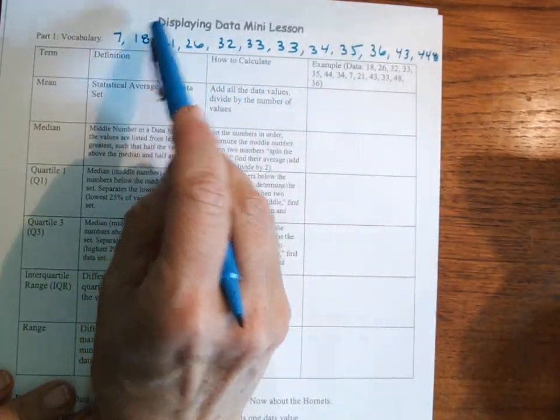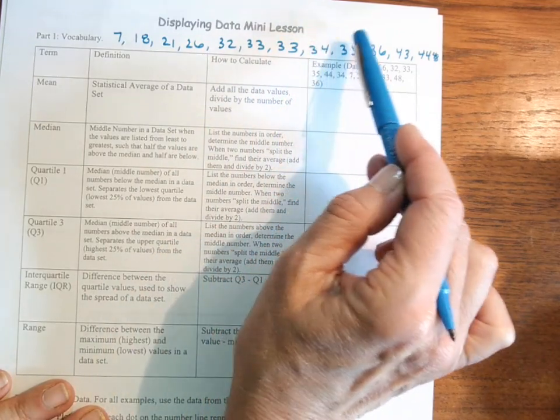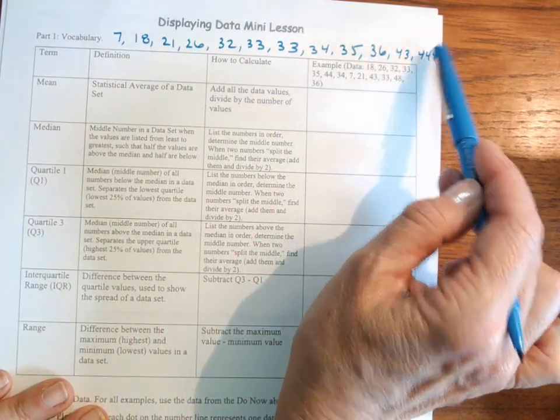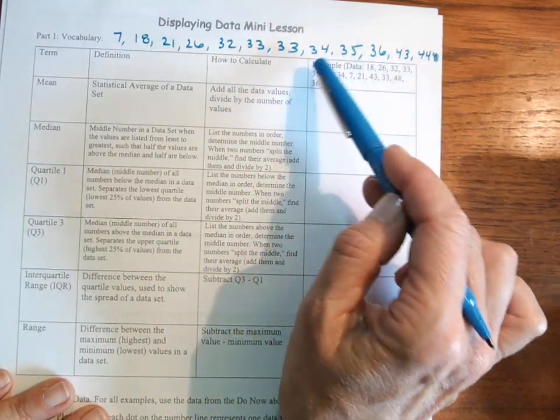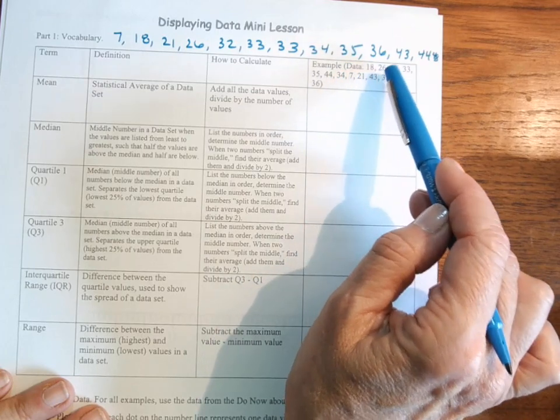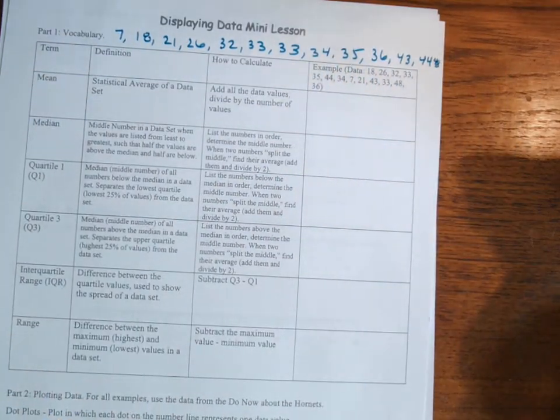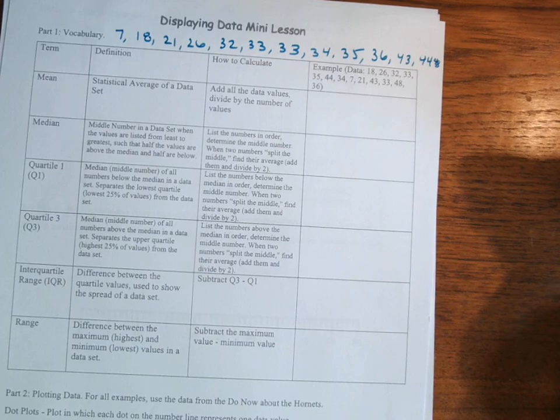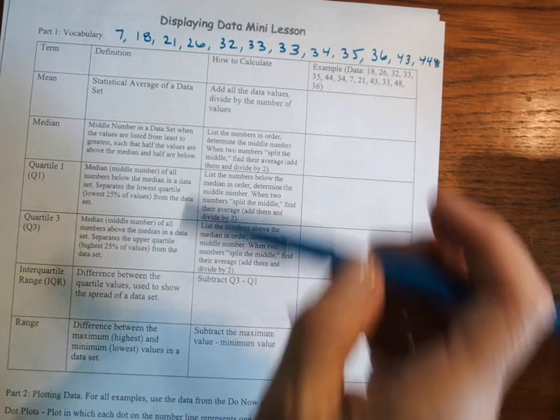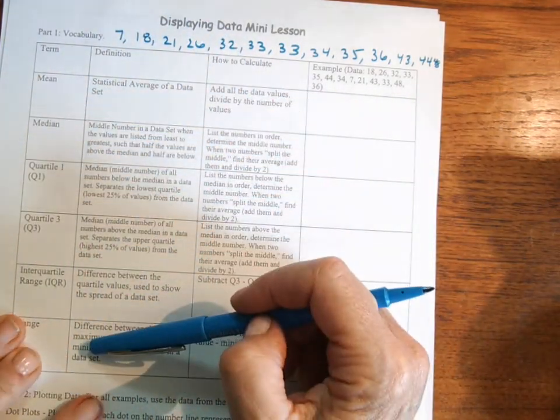So 1, 2, 3, 4, 5, 6, 7, 8, 9, 10, 11, 12, 13 numbers. Alright, so that's the first thing you have to do, and see how I would have gotten everything wrong if I hadn't done that. Alright, so we've got some different things we're going to do.